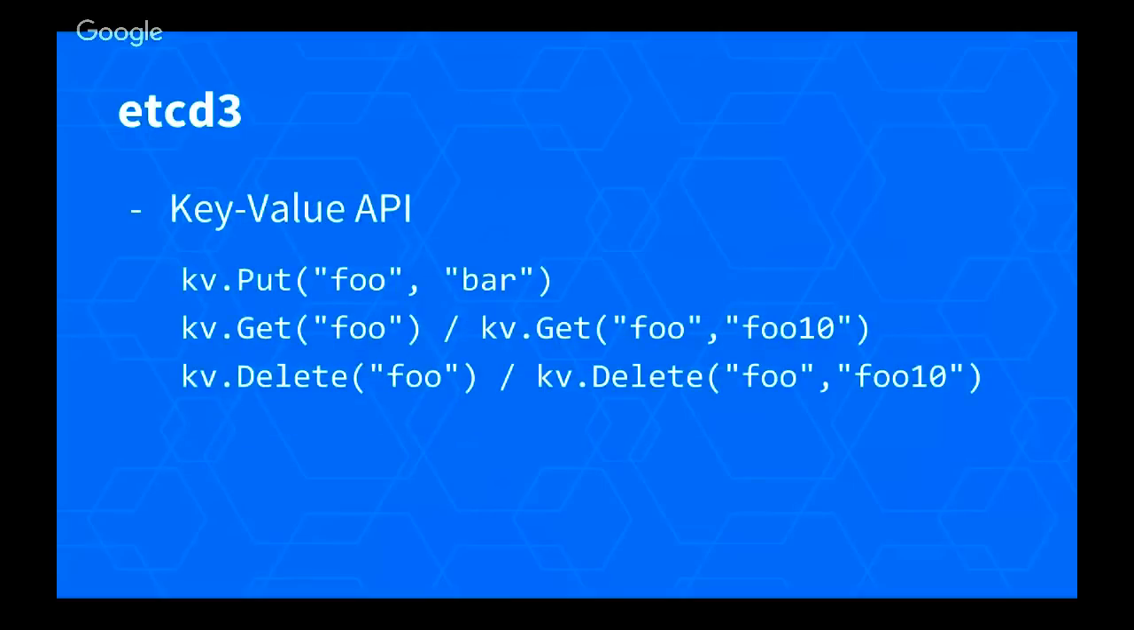So for the key API, it's very simple. SCD only supports a binary key space, so you can put a key, you can get a key, or you can range over a key space.